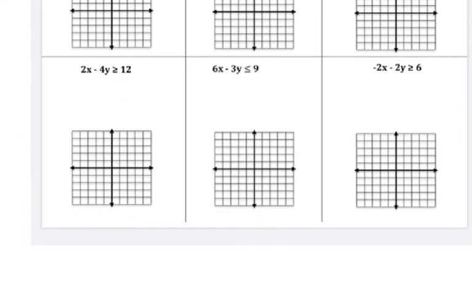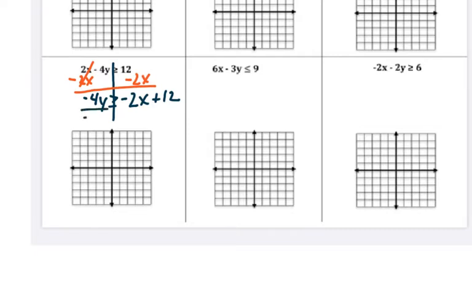Okay, let's look at this bottom row when you're ready. I'll do the first one, and then you try the next two. So again, we need to get y by itself. I'm going to subtract 2x from both sides. That leaves me with negative 4y is greater than or equal to negative 2x plus 12.